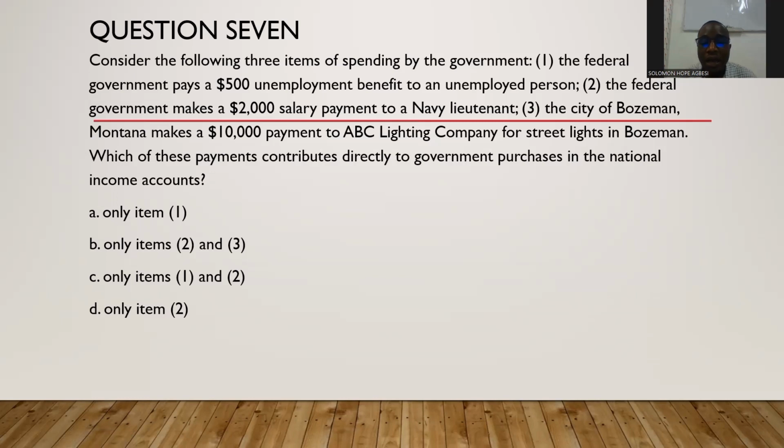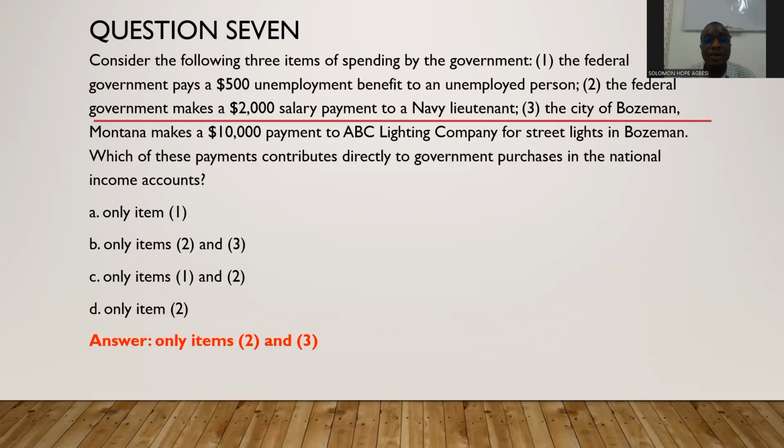A, only item 1. B, only items 2 and 3. C, only items 1 and 2. And D, only item 2. The right answer is items 2 and 3. Actually, the federal government paying a $500 unemployment benefit is a form of transfer payment and therefore does not contribute directly to government purchases.